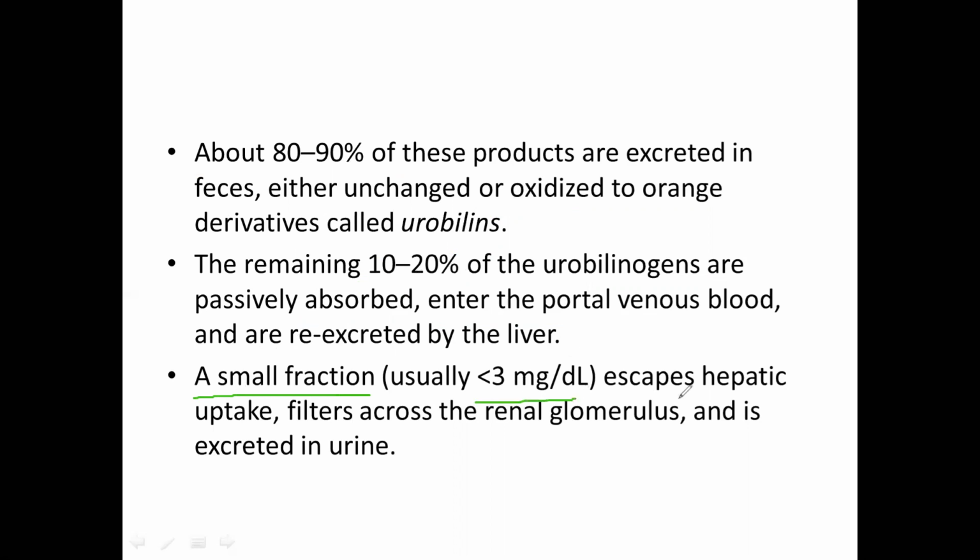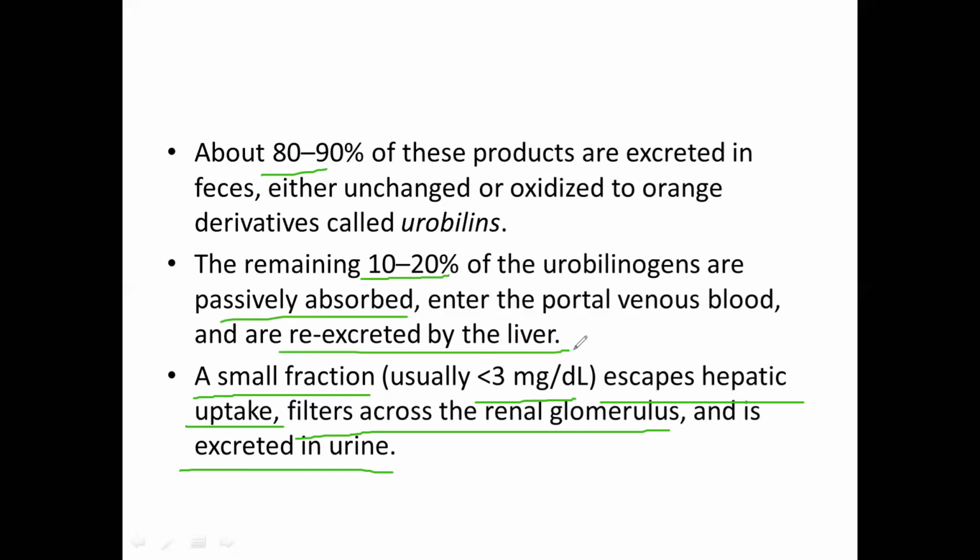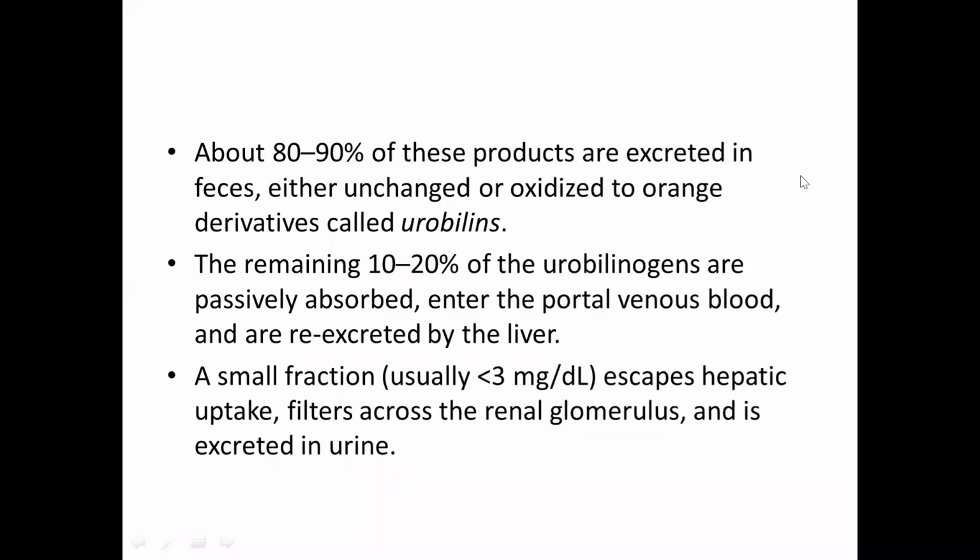A small fraction, usually less than 3 mg per dl, escapes hepatic uptake, filters across the renal glomerulus and is excreted in the urine. So in short, you can remember 80 to 90% gets excreted through the feces, 10 to 20% gets passively absorbed and re-excreted by the liver, and some small fraction, roughly less than 3 mg per dl, is excreted in the urine. So this is all about the production, metabolism and transport of bilirubin.